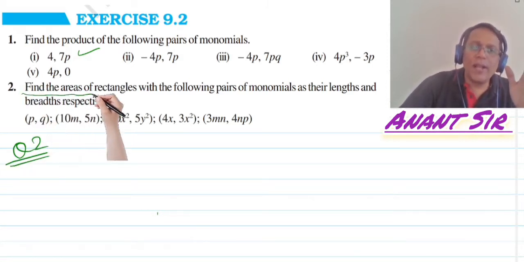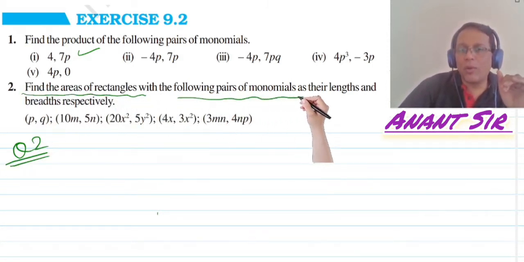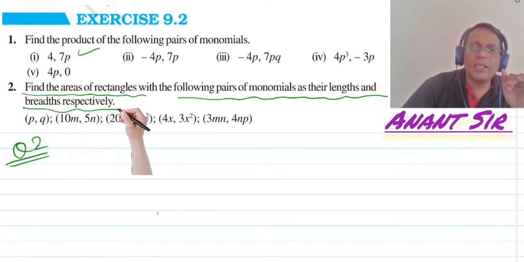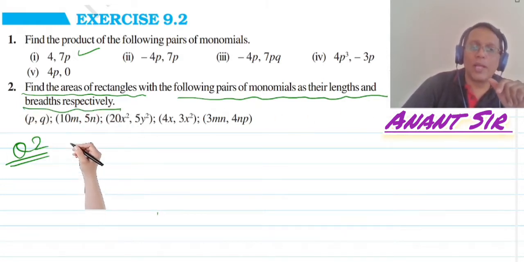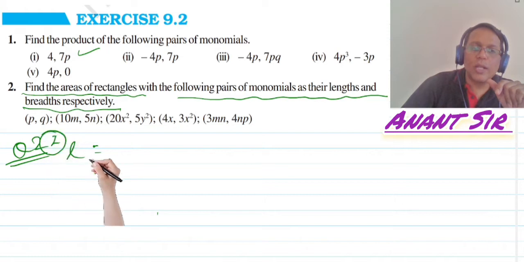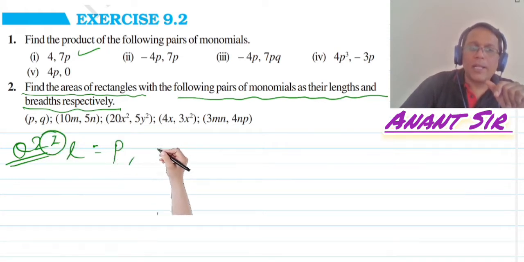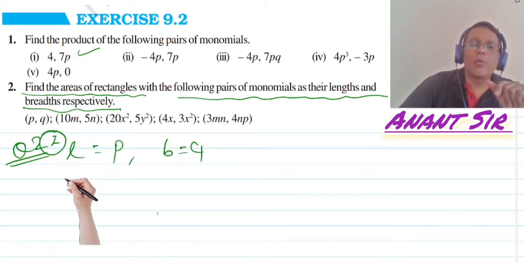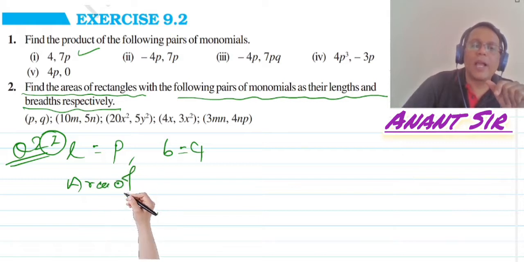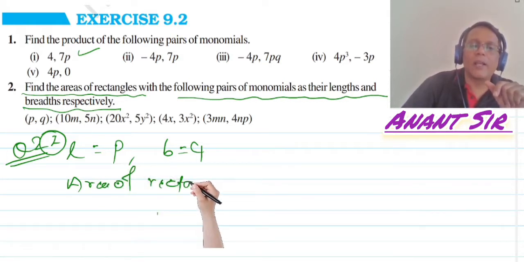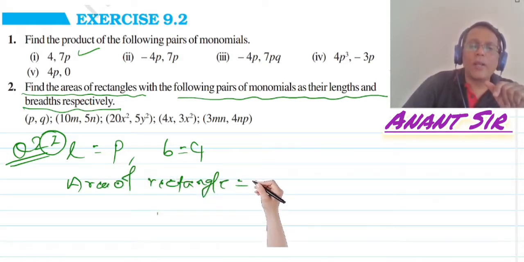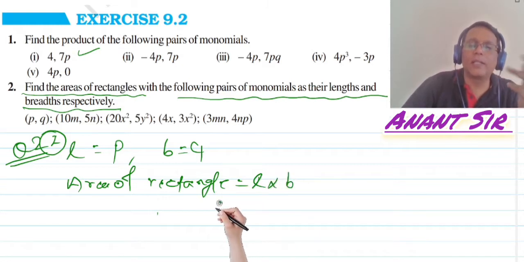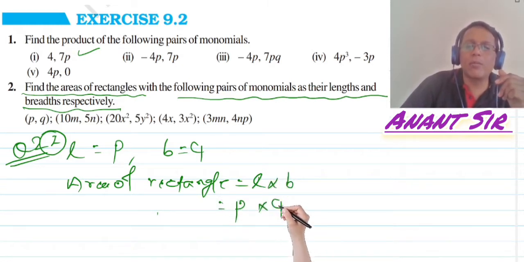First, find the areas of the rectangles with the following pairs of monomials as their length and breadth respectively. So, in the first question, length is p and breadth is q, and we have to find the area of rectangle. So, how to find the area of rectangle? What is the formula? It is length into breadth. What is length? It's p. What is breadth? It's q.